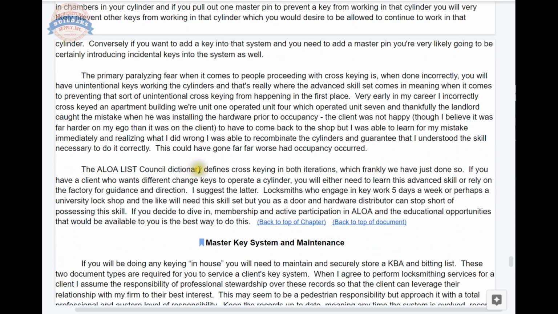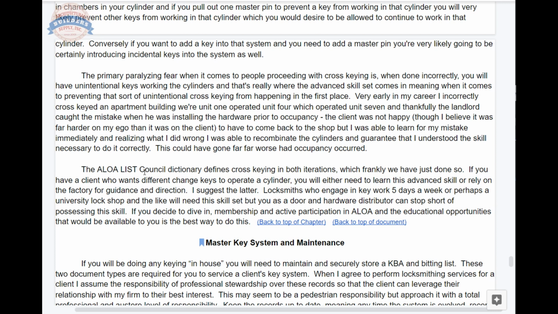The ALOA dictionary defines cross-keying in both iterations, which frankly we have just done. If you have a client who wants different change keys to operate a cylinder, you will either need to learn this advanced skill or rely on the factory for guidance and direction. I suggest the latter because locksmithing is the brain. Learning locksmithing is a muscle. If you don't exercise it often, you'll notice that you have lost some of the skill, the mental grasp of it. I know that it happens to me, and I revisit it semi-regularly to refresh.